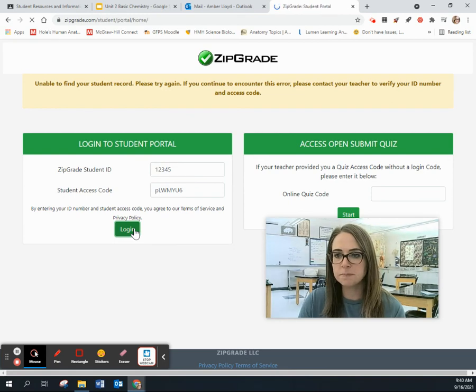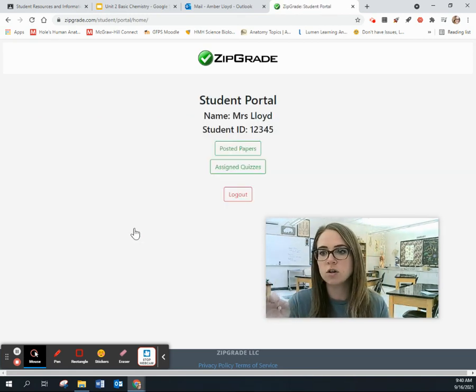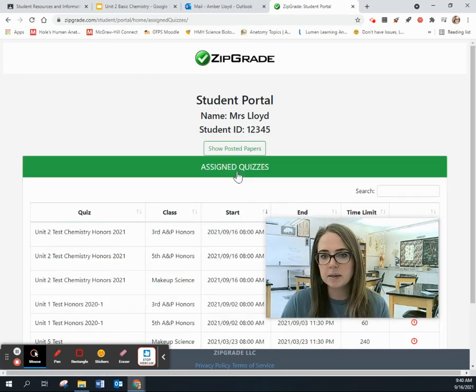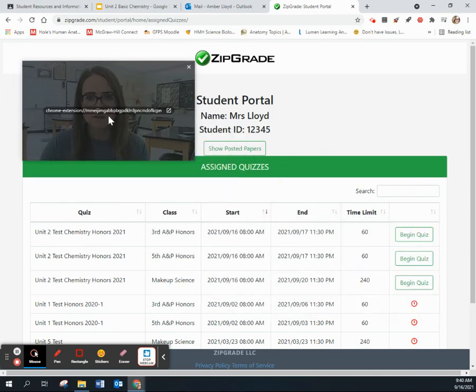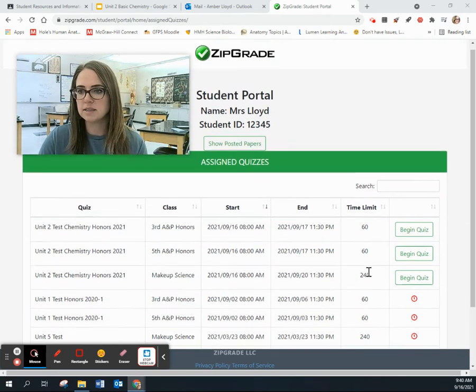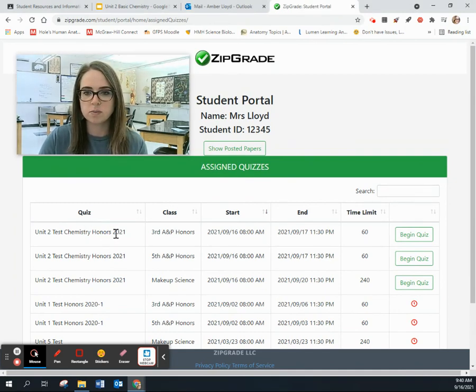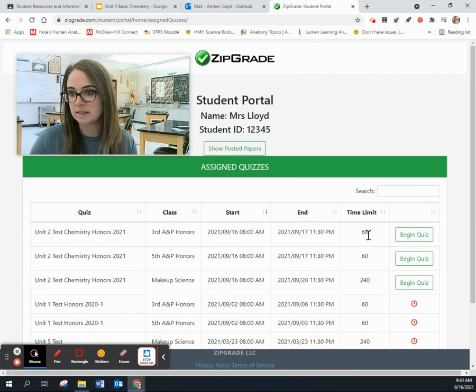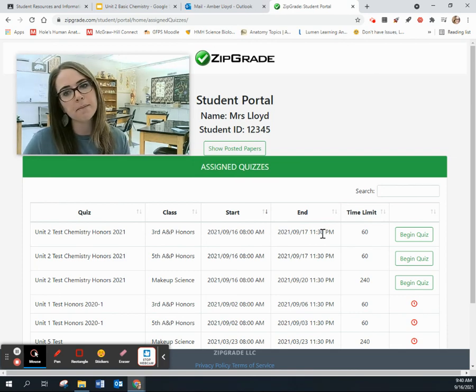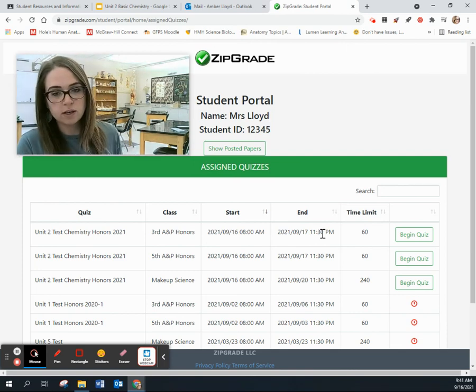When you're ready, you're going to say login. This does not start your time yet, so you can even do this before you're ready to begin, just to make sure it's in there. I assigned myself to all classes, but in your case, what you will be seeing is a start time and end time and a time limit of 60 minutes. Don't click this button until you're ready to begin, but it's going to end at 11:30 p.m. on Friday.